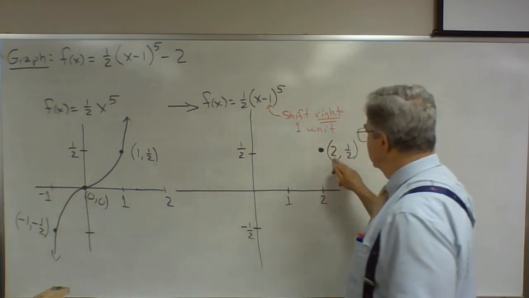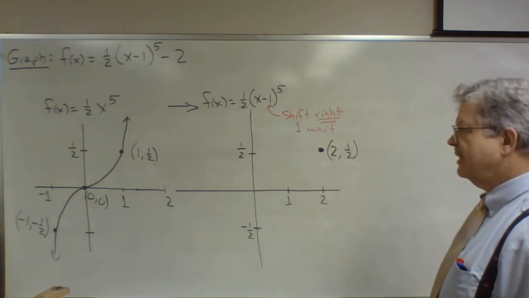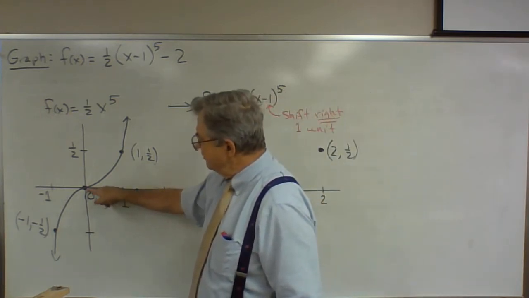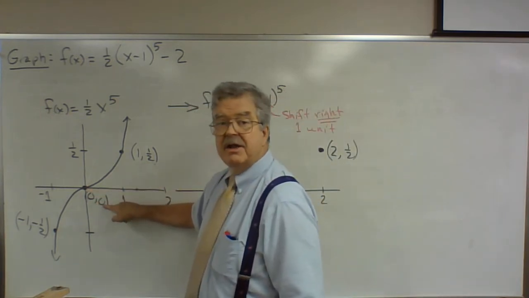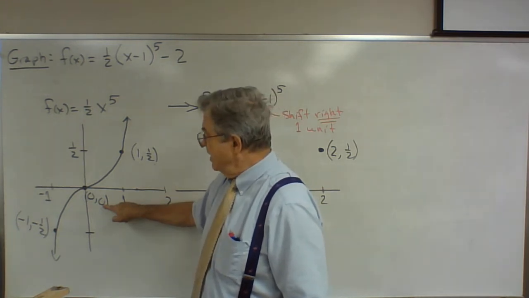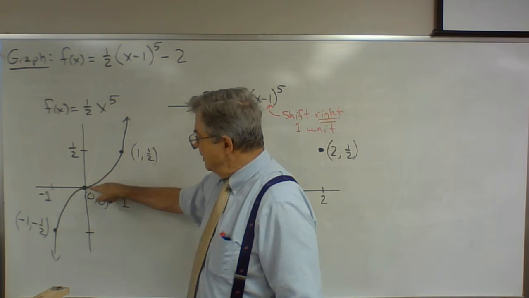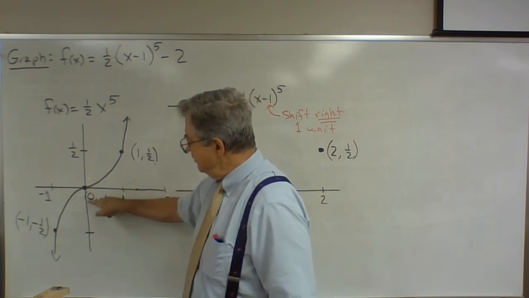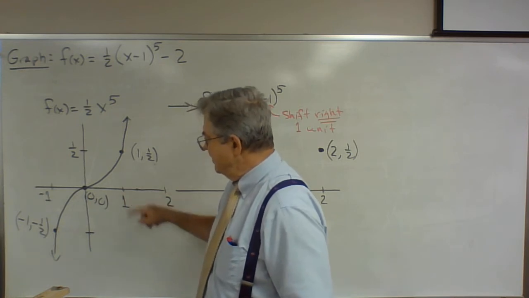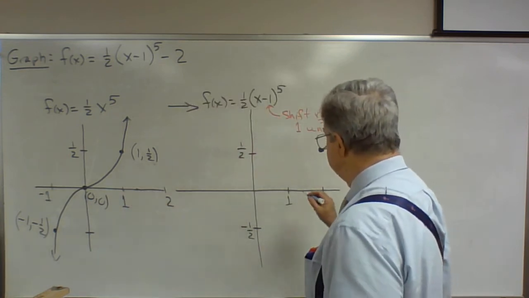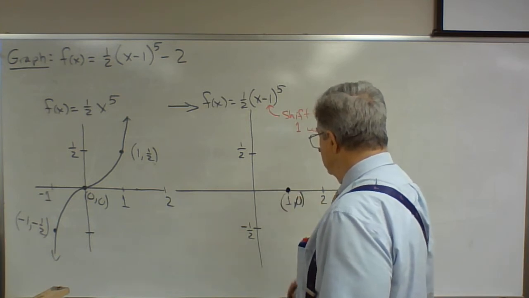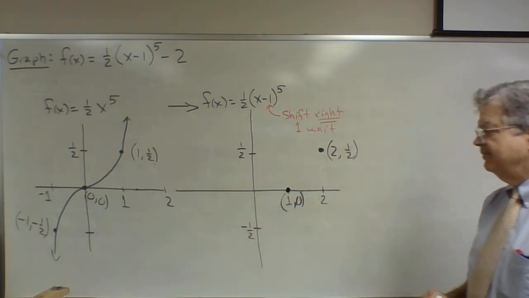So the x coordinate is going to be 2. We'll do the same thing with this point. It's a horizontal shift, so the y coordinate won't change. The y coordinate will be 0. And we're going to move this point 1 unit to the right, which means we go from x equals 0 to x equals 1. The new point is going to be x equals 1, y equals 0.